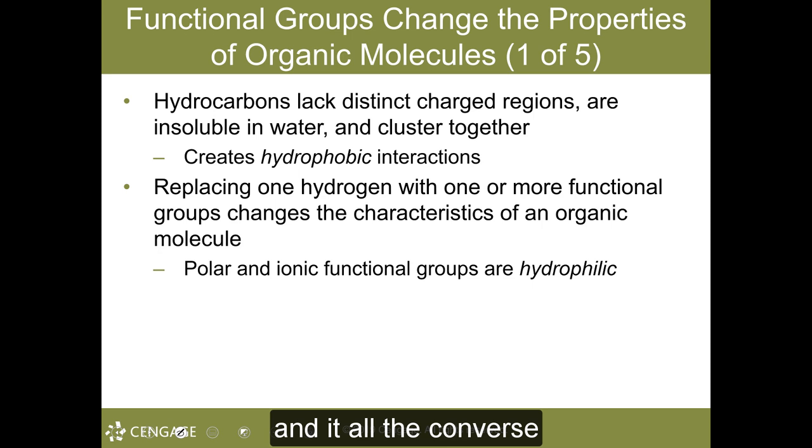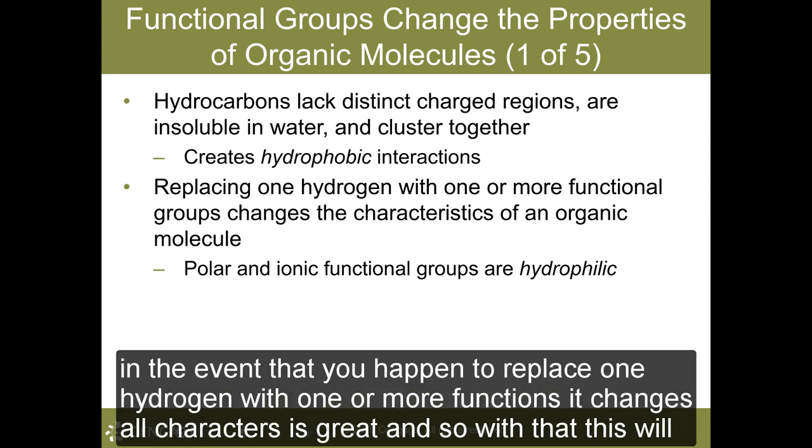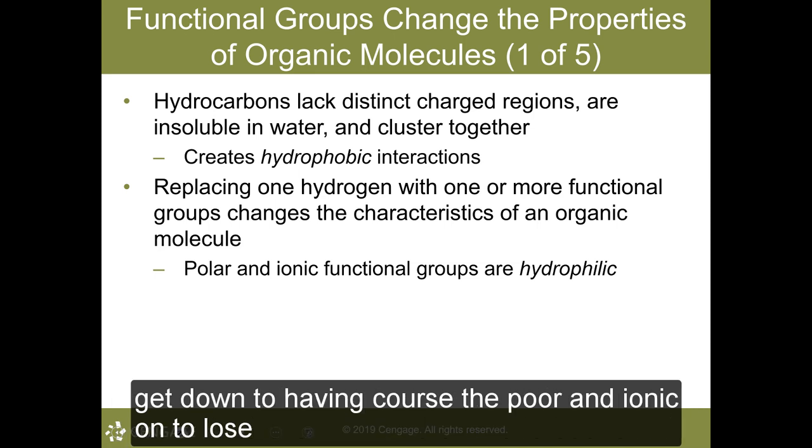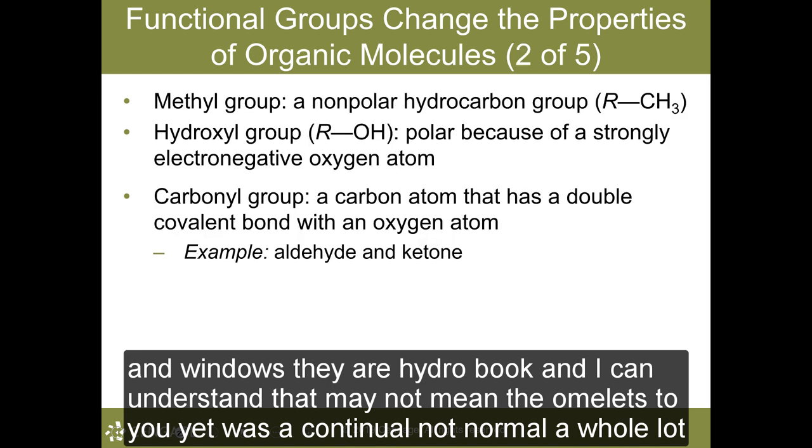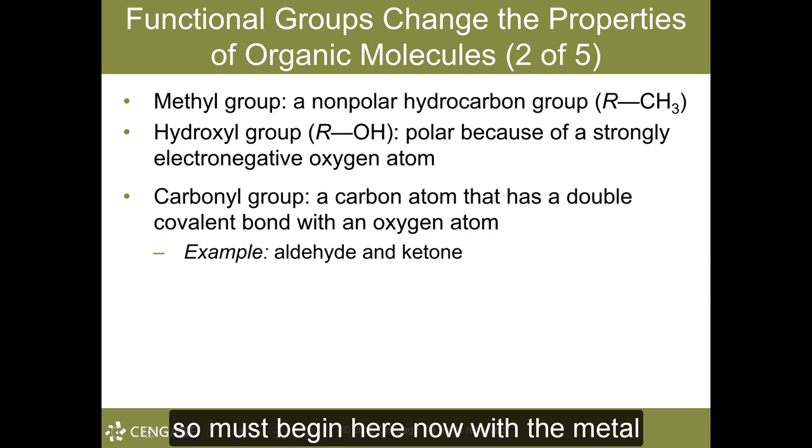And on the converse, in the event that you happen to replace one hydrogen with one or more functional groups, it changes those characteristics greatly. So with that, that's where we get down to having, of course, the polar and ionic functional groups. And those are hydrophilic. I can understand that that may not mean much to you yet, but as we continue on, I know it'll mean a whole lot more. So let's begin here now with the methyl group.